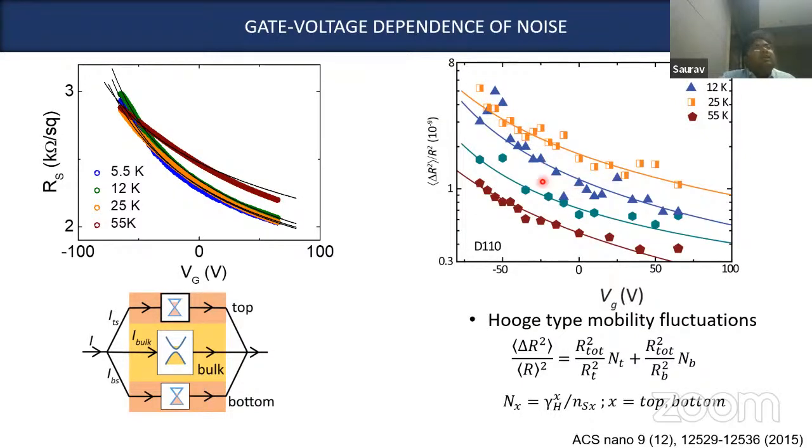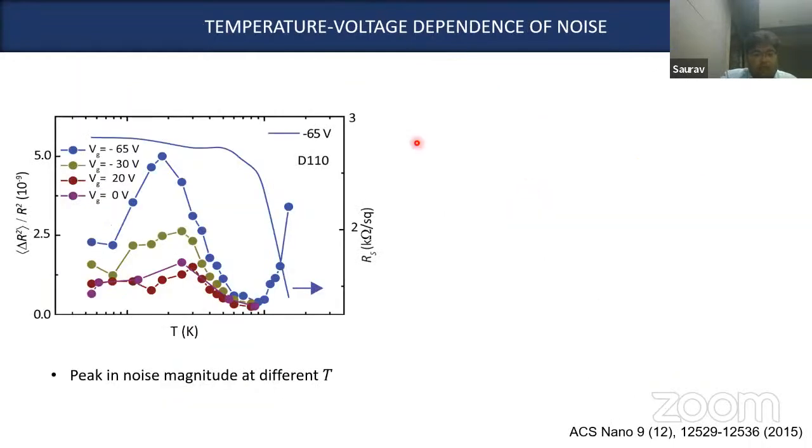The other model, McWhorter type carrier number fluctuation, does not satisfactorily describe the noise in these systems. In the surface transport regime, we checked that using realistic defect density numbers, and it was not found to be the case. Also, McWhorter goes as (dg/dVg) whole squared, and in shape both qualitatively as well as quantitatively they do not match. So to understand the origin of noise in the surface transport regime, we do temperature dependence of noise.